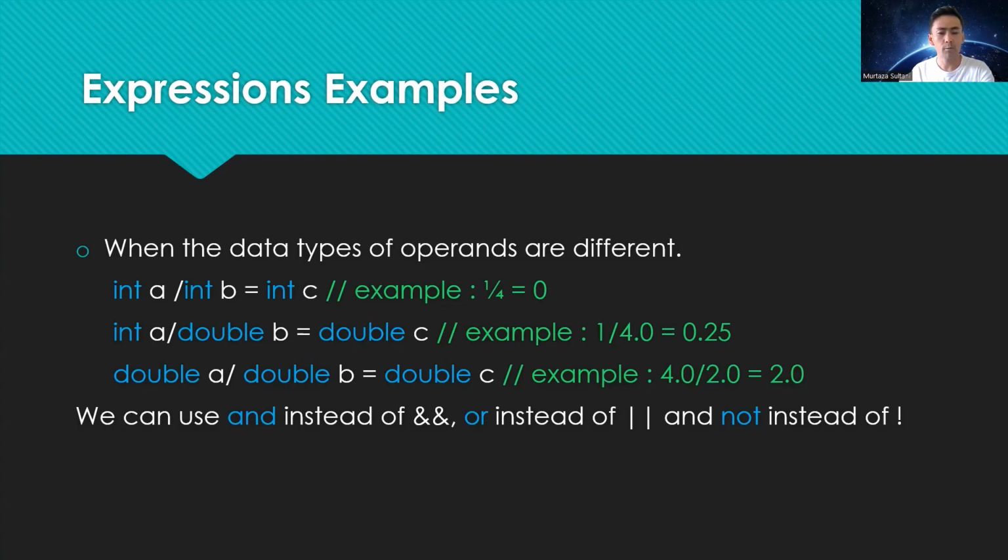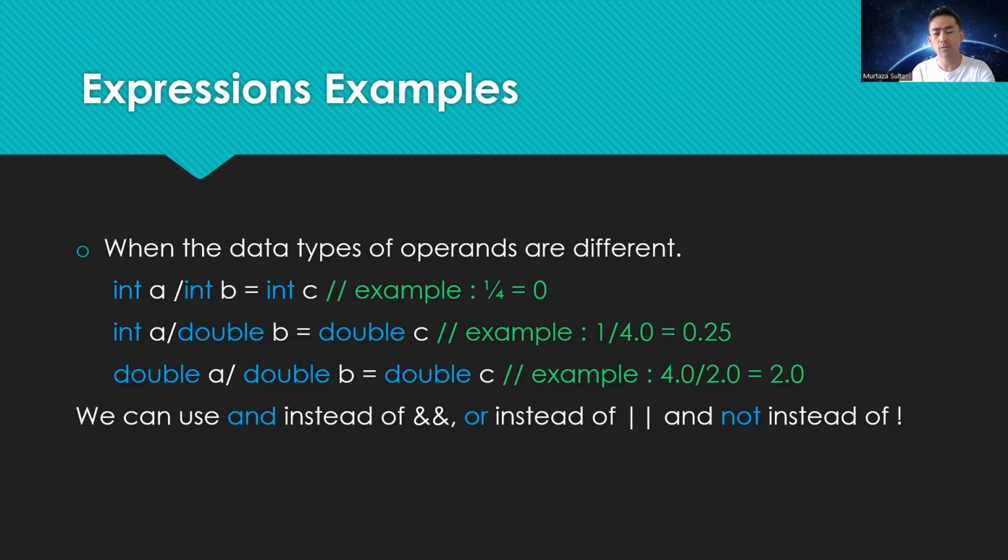However, if we have integer divided by double, the result is double. So it's very important to understand this in order to not make mistakes. And double divided by double results in double, as you see.